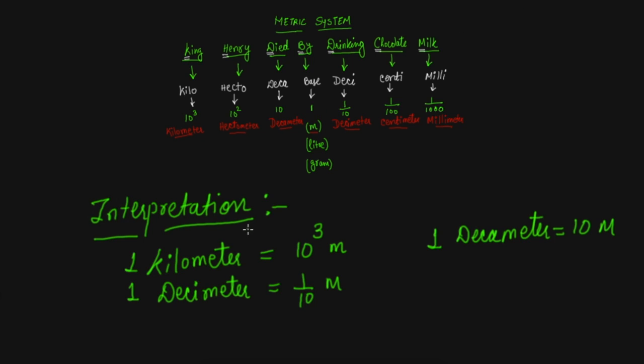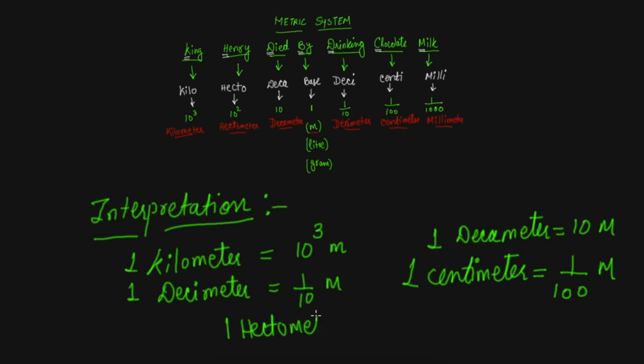So similarly, let's try one more, which is 1 centimeter to your base unit. Let us only convert to base unit now, and 1 centimeter would be equal to 1 by 100 meter. Let's try one more. 1 hectometer would be equal to, just think about it, it's 10 square, so it's 10 raised to 2 meter. We are just converting it into the base unit called meter.